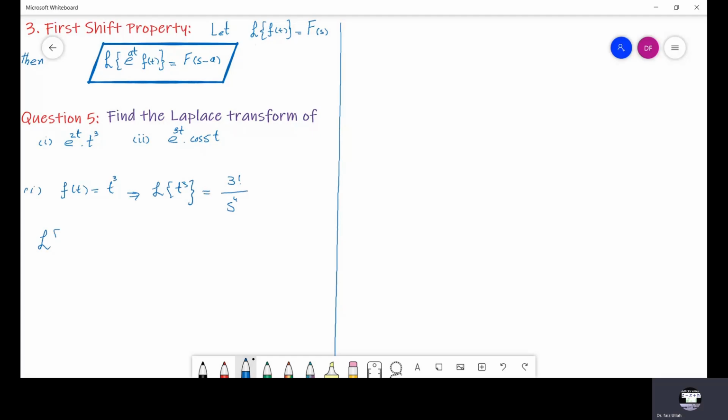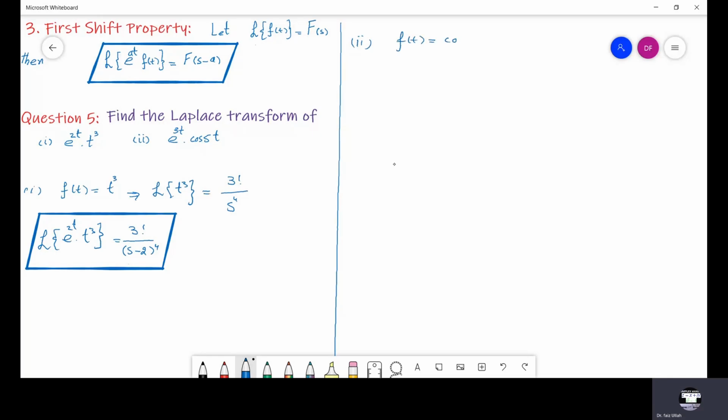Now to find the Laplace transform of this product, which is e power 2t into t cube, we have to just subtract 2 from s. So the solution is 3 factorial divided by s minus 2 whole power 4, and that is the required solution of this problem. Let us solve problem number 5, part number 2. Here f of t is equal to cos 5t. And now we know that the Laplace transform of cos 5t is equal to s divided by s square plus 5 square, which is 25.